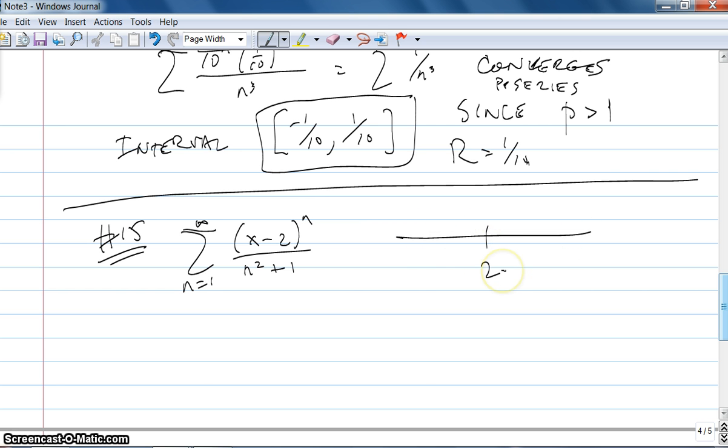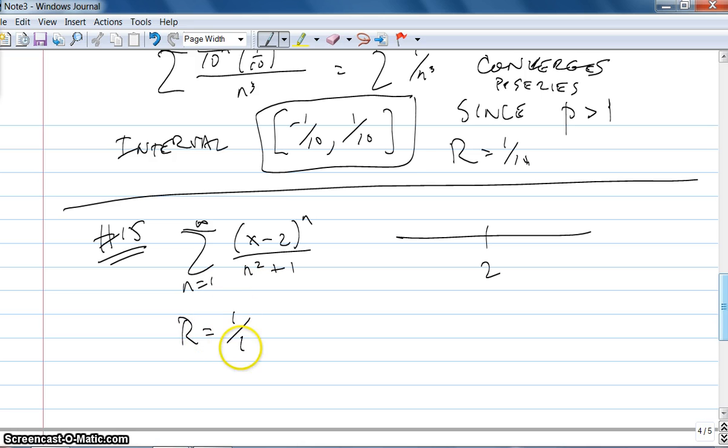But here my center point is 2, and the way I determine that is whatever makes that 0, because after all, if x is equal to 2, this is 0 to the nth power, which is 0, and so I'm just adding up 0, so it's definitely going to converge for x equals 2. The question is, are there any other values? And for that, I need to find the radius.